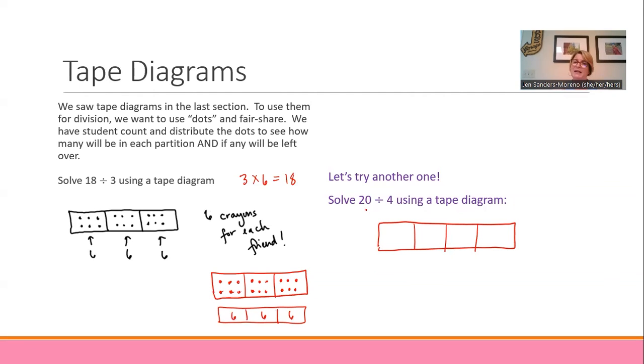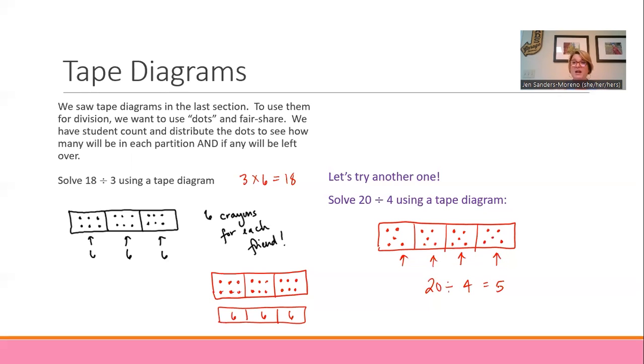But here we'd fair share 20 among 4. So again, we would count out 20. So 1, 2, 3, 4, 5, 6, 7, 8, 9, 10, 11, 12, 13, 14, 15, 16, 17, 18, 19, 20. Now, the nice part about this method is that when you have something that does have a remainder, the students are going to see it. So here they're saying that there's not a remainder, that each group is getting 5. So here 20 divided by 4 equals 5.